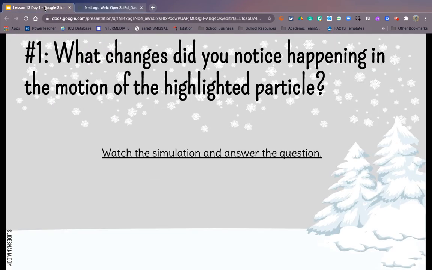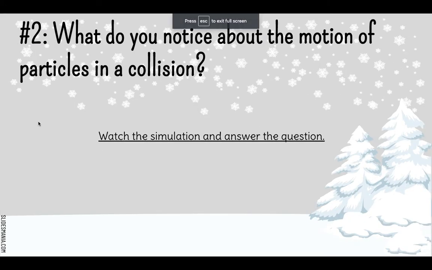Please answer the question. Okay, for the second question, what do you notice about the motion of the particles in a collision? I know it will be difficult to follow as many particles as we did in the last one, so I will reduce the number of particles in the simulation this time.